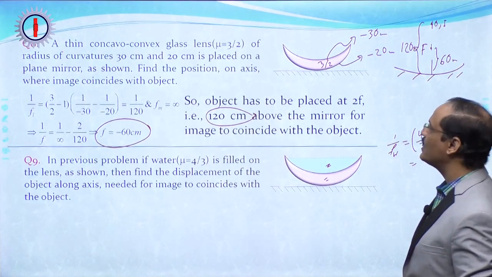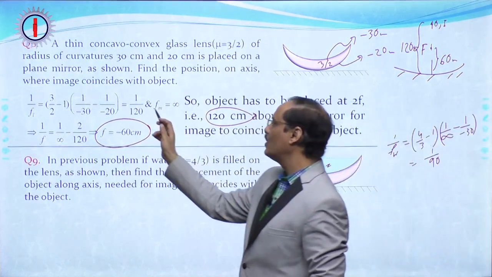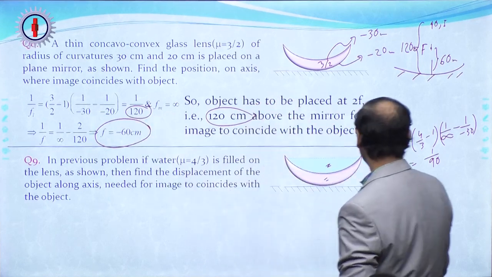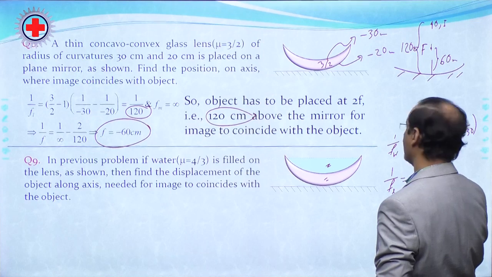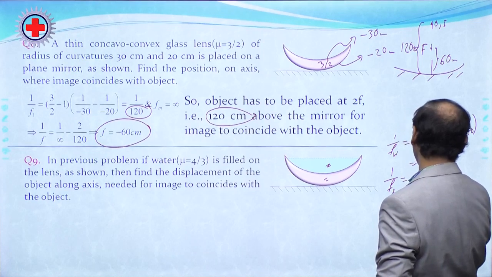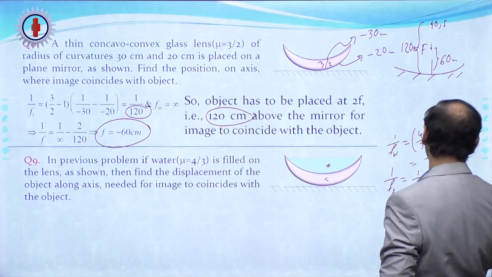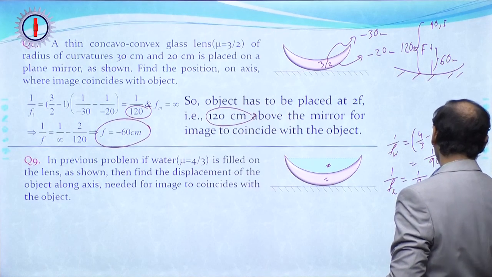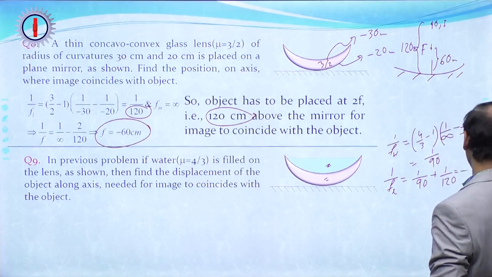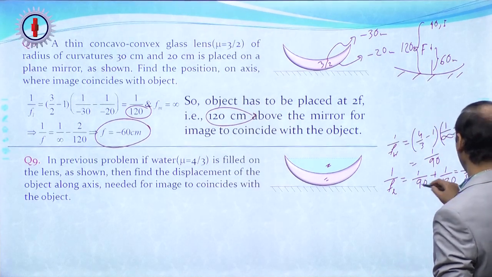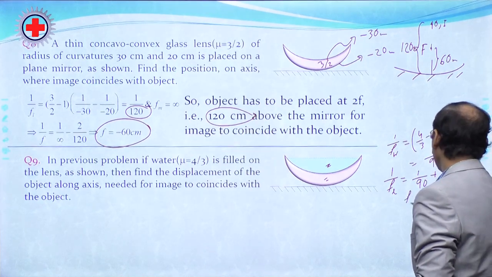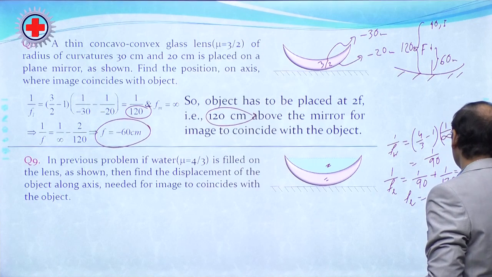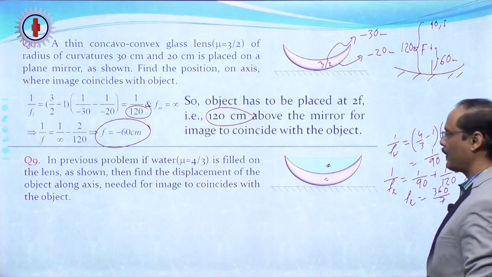So, this 90 centimeter is combined with 120 centimeter. So, how much is the focal length of the lens? 1 by FL is equal to 1 by 90 plus 1 by 120. So, this can be written as 360 and 4 plus 3. So, the focal length of the lens is 360 upon 7.